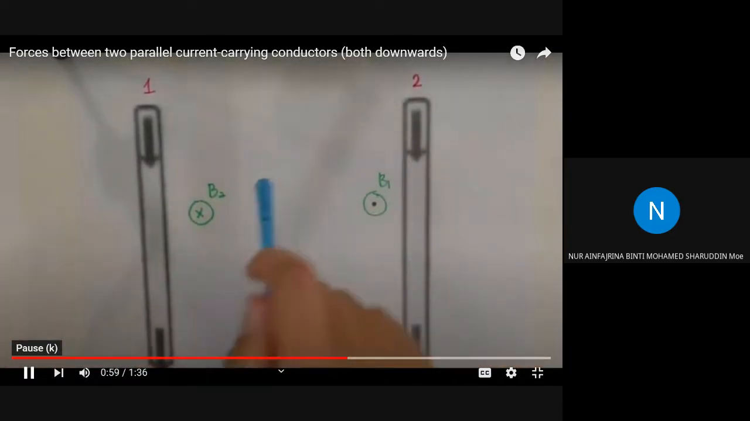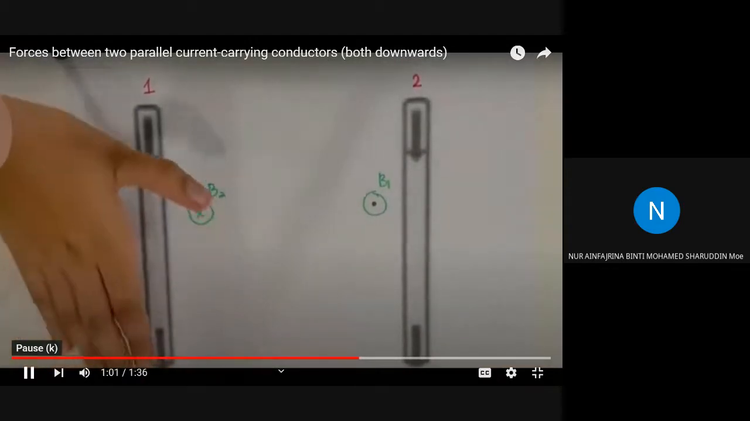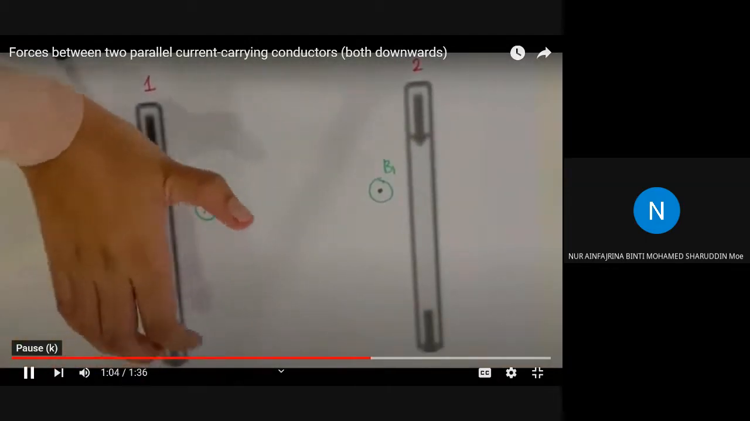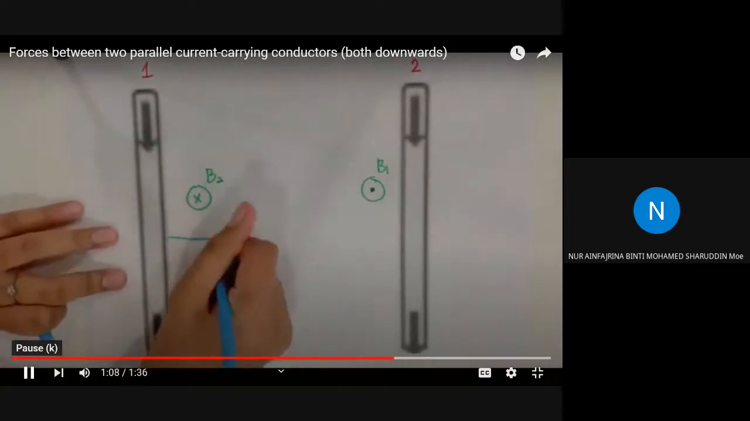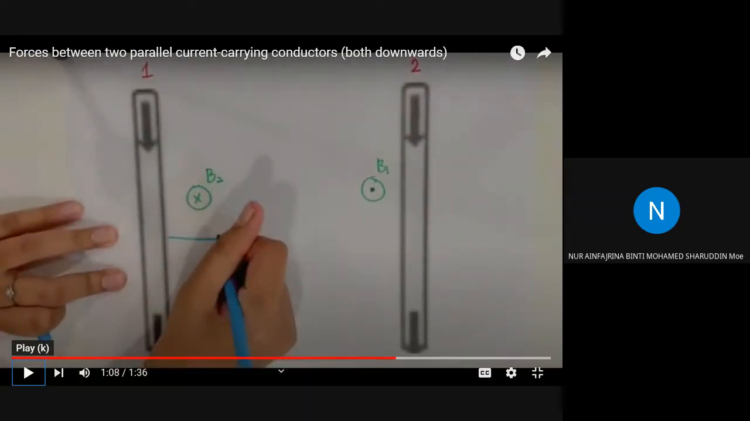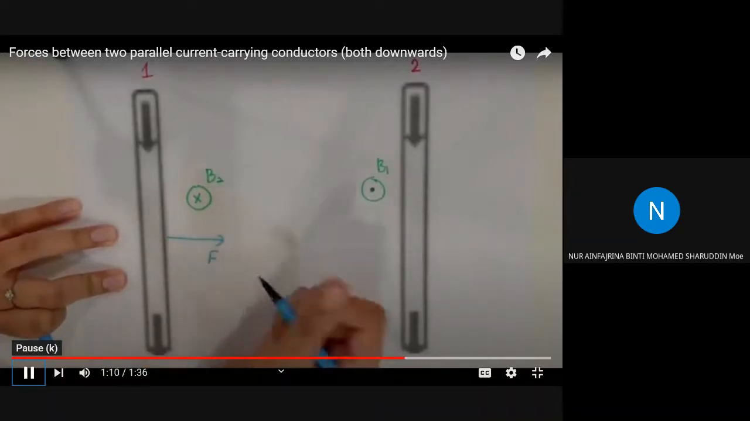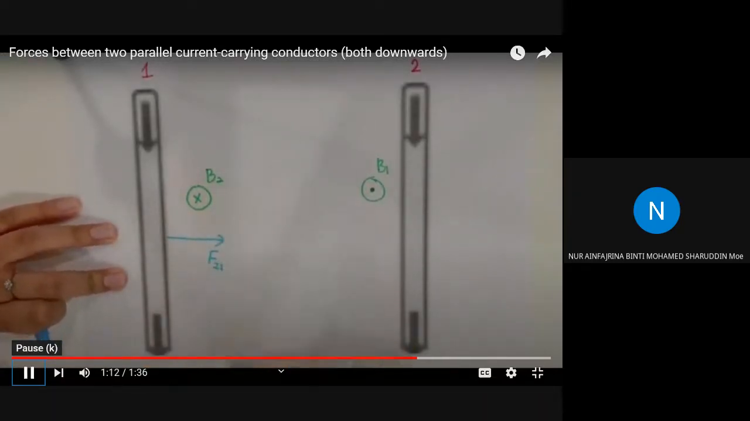So we have the current downwards and the magnetic field inward. So the force will be to the left. This is the force. Actually, not to the left, the force is to the right. Okay, we pronounced it wrongly. This is the force of wire 2 on wire 1.